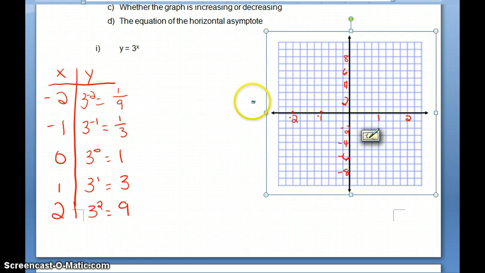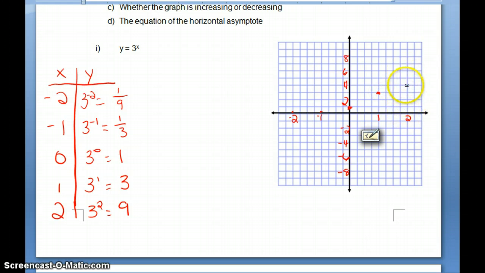Alright, so the next one is 0 and 1. Then we add 1 and 3. And then 2 and 9. Alright. Then from there we can connect those points. I'm going to try my best.